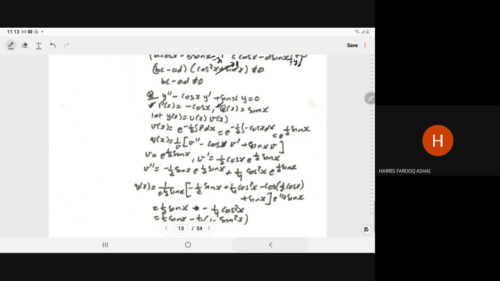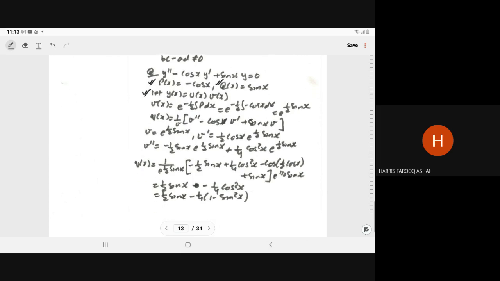For that, we convert it into the normal form with the substitution y is equal to u times v, where v is equal to e to the power minus half integral p dx. Here p is minus cos x, so e to the power minus half integral of minus cos x dx. Minus and minus make plus, so it will give you e to the power half sin x.